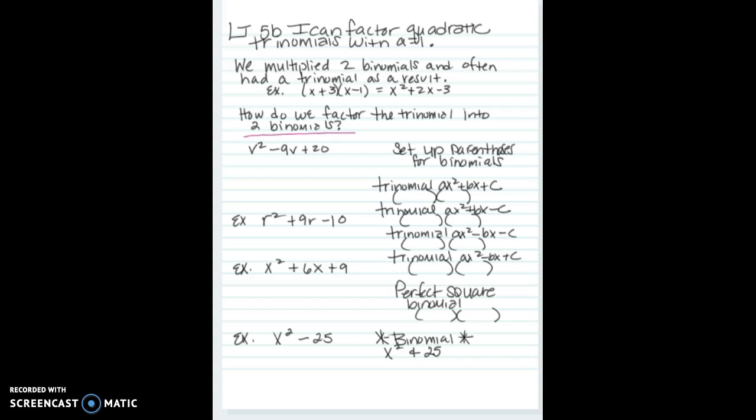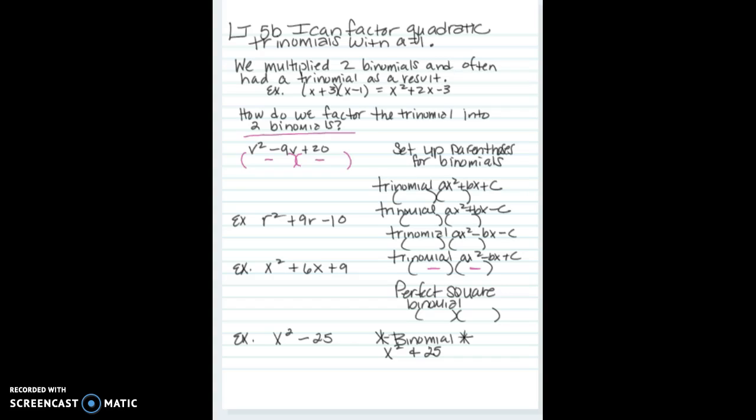We are going to set up parentheses for binomials. So the first step will be to make a set of two parentheses. Now, the next thing I like to do is put the plus and minus signs in my parentheses. If I have a trinomial with ax squared minus bx plus c, like this one, there's a minus 9v and a plus 20, then my two parentheses are going to be minus and minus. So you're going to put a minus sign and a minus sign.